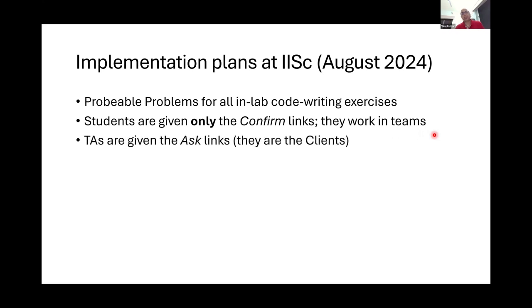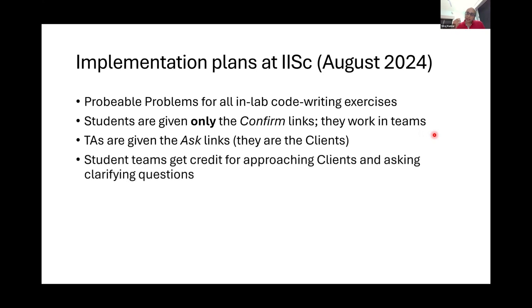Okay. Now our TAs will be given the ask link. So the TAs will basically serve as the clients here. And we're going to incentivize our students to actually approach their clients and ask clarifying questions. One thing we have observed from doing some of the trials that we have done so far is that many people are reticent. They're hesitant to ask clarifying questions. They think in some sense, well, I should have worked this out myself, right? And in fact, I think the ability to ask at least good clarifying questions is important and something that should be encouraged and we should try and develop. So it remains to be seen precisely how we will do this.